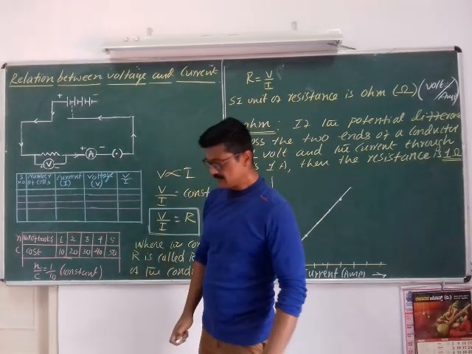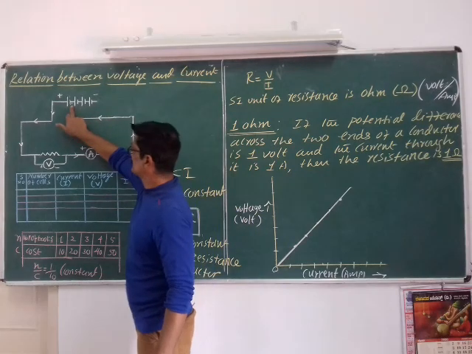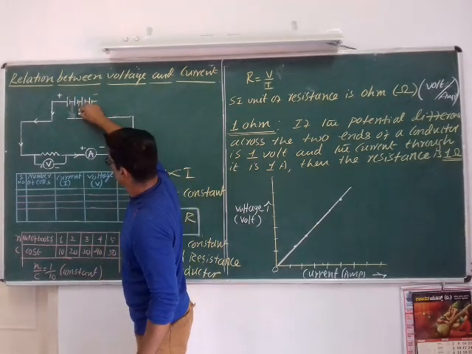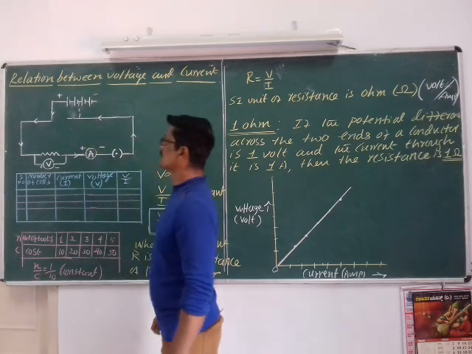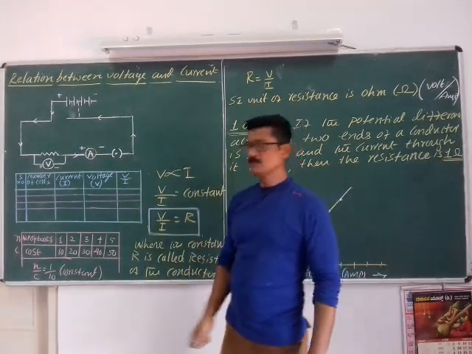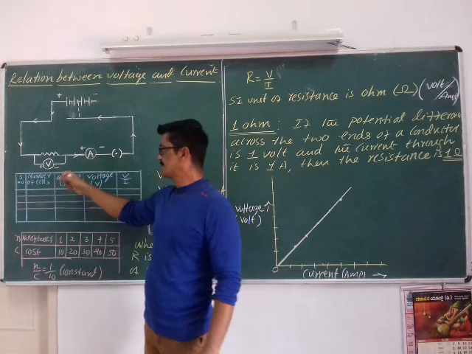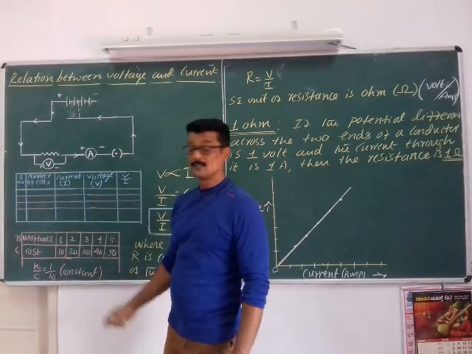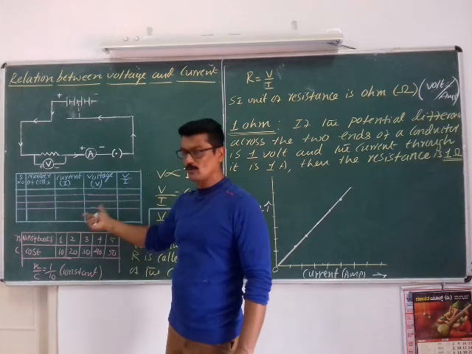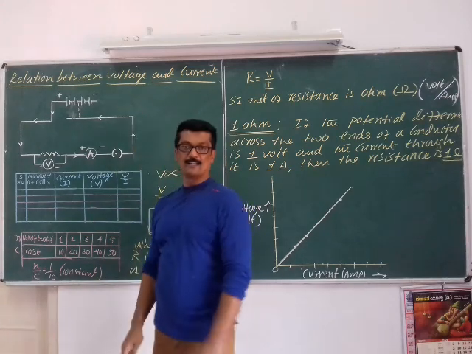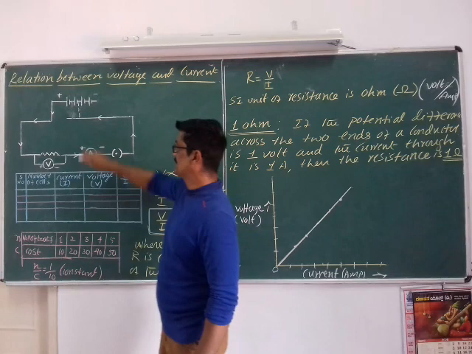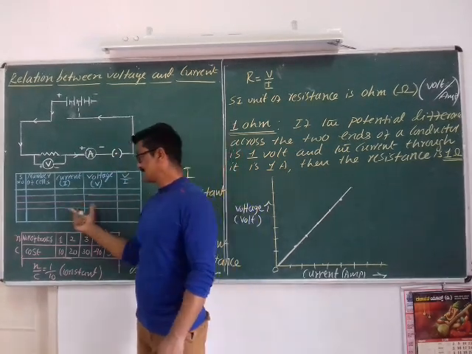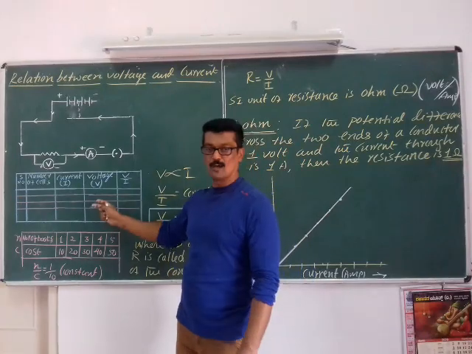Now after this you have to connect 2 cells. Let me connect 2 cells. I have connected 2 cells. Once again you take the reading from the ammeter and voltmeter and the same is tabulated in the respective column. Repeat the activity by connecting 3 cells and 4 cells and enter the readings in the tabular column.